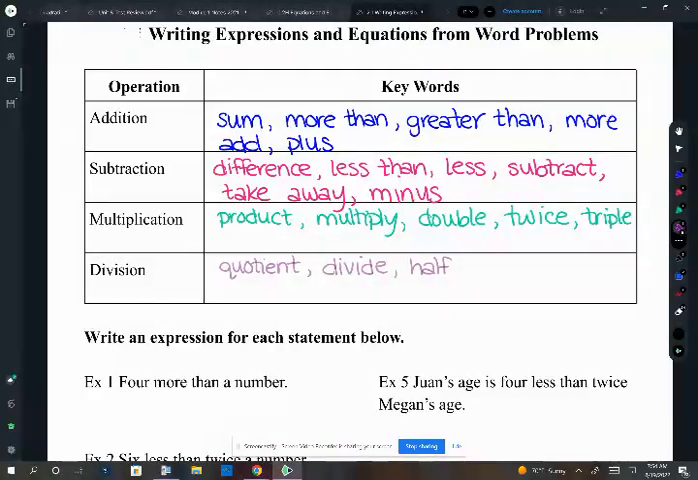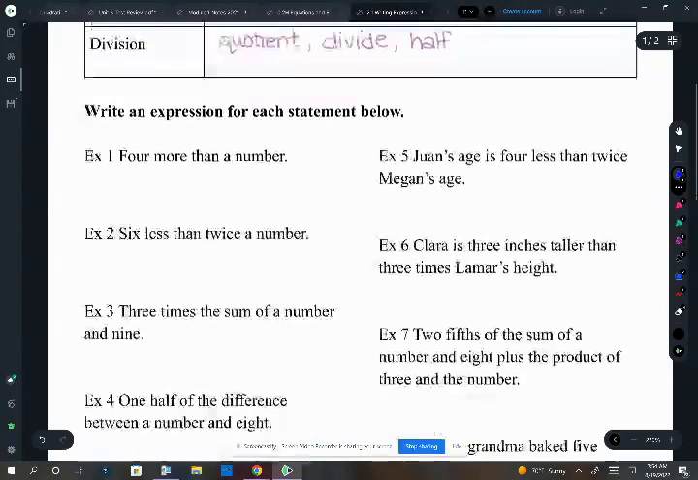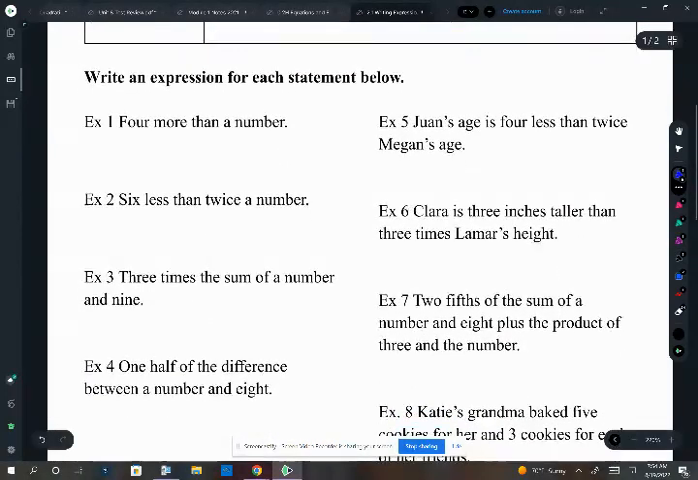So as we start in the next section, what we're going to do is we're going to look at some statements and we're going to write an expression. And so remember that an expression means that there's no equal sign. All right, so there's no equal sign. That's kind of the difference between an expression and an equation.